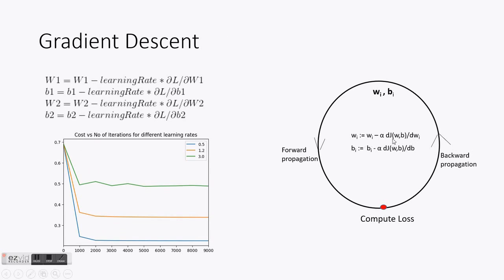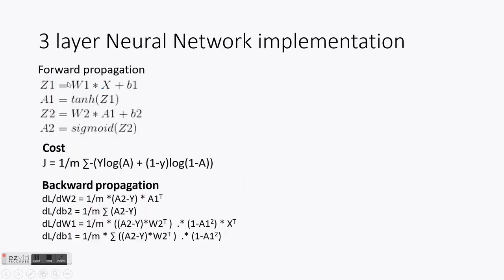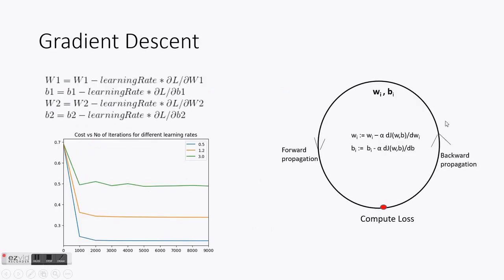So once you find how the cost varies with respect to the weights at each layer, we start with a random set of initial weights Wi and some bias. We do a forward propagation, that is, we compute these equations, and then we compute the loss, and from the loss we compute the average cost.